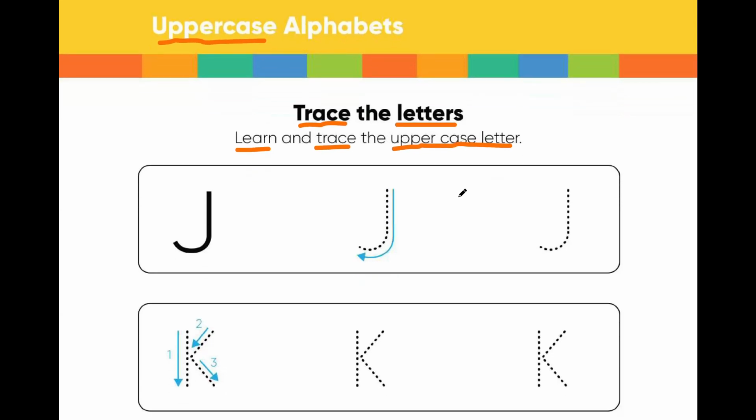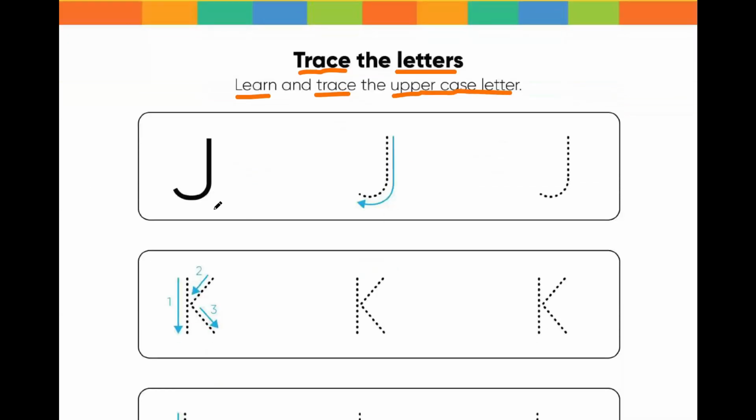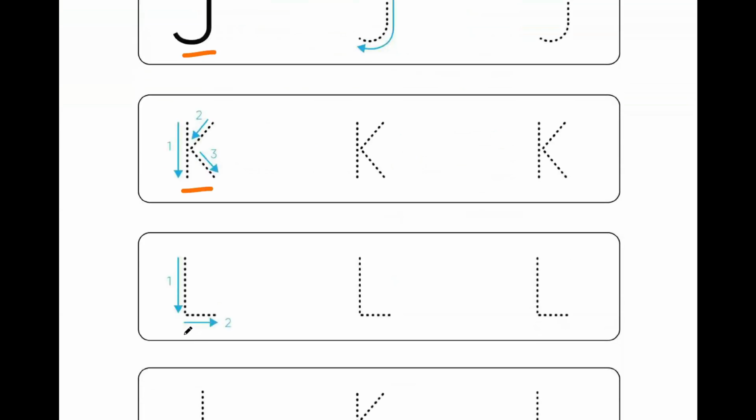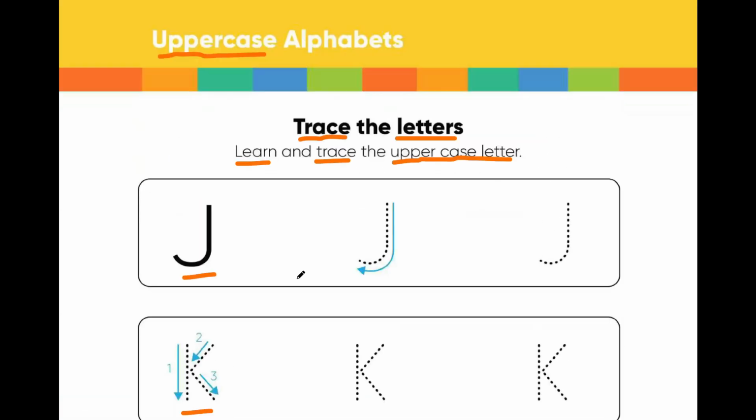Here you can see that in the first row we got the uppercase letter J, right? And in the second row we got this uppercase letter K, and then we have again the uppercase letter L, and moving in the last row, we can see that we have all these three letters together: uppercase letter J, uppercase letter K, and uppercase letter L, right? And today we would learn how we can trace these letters.